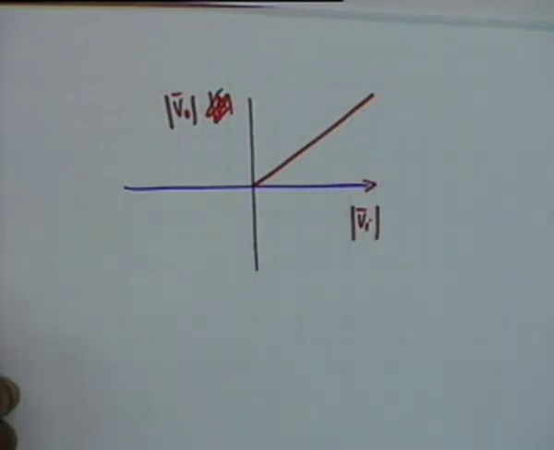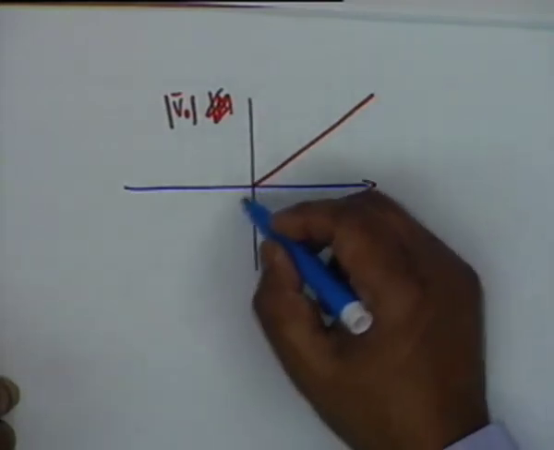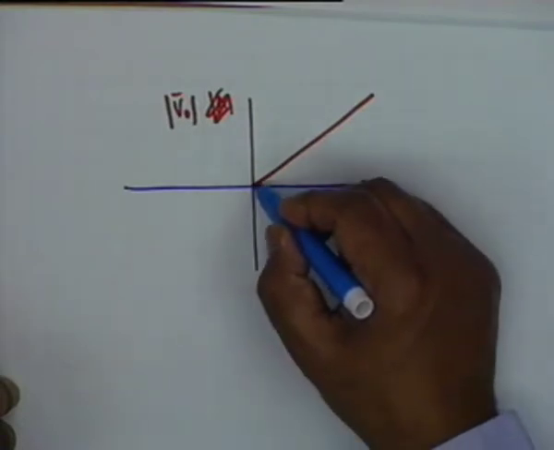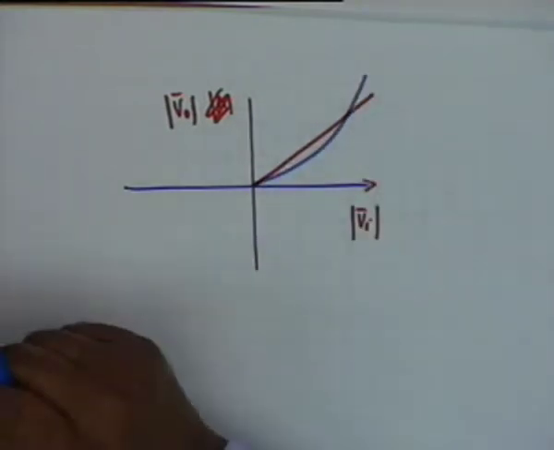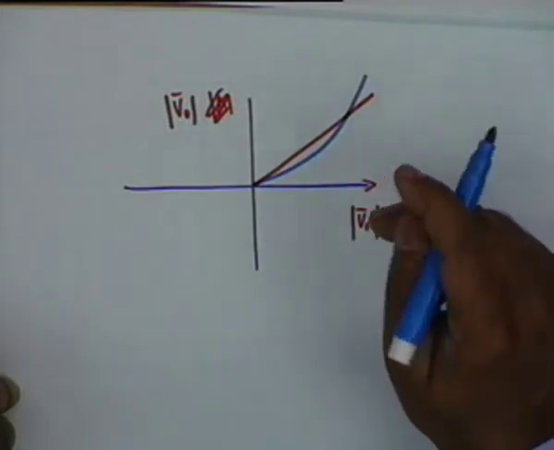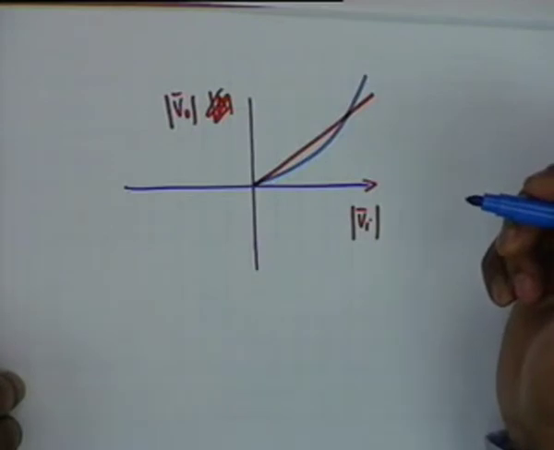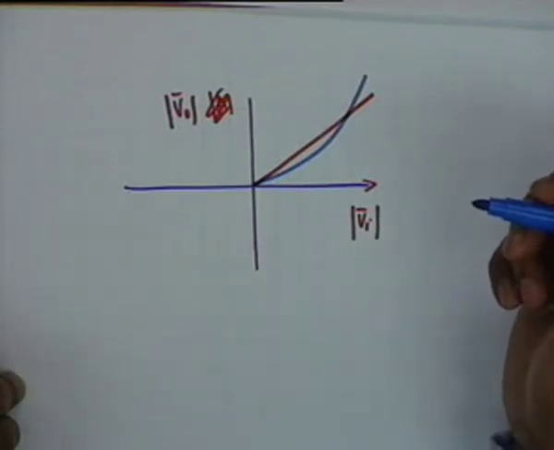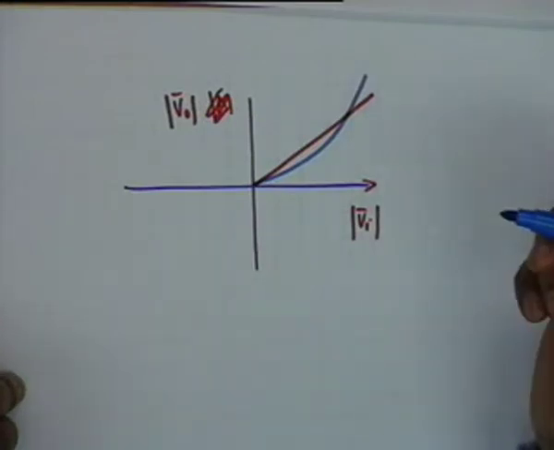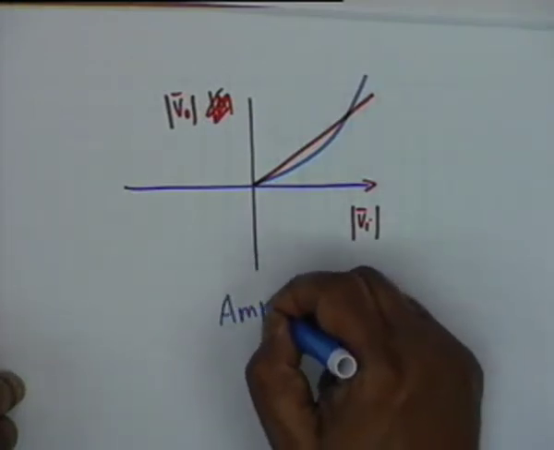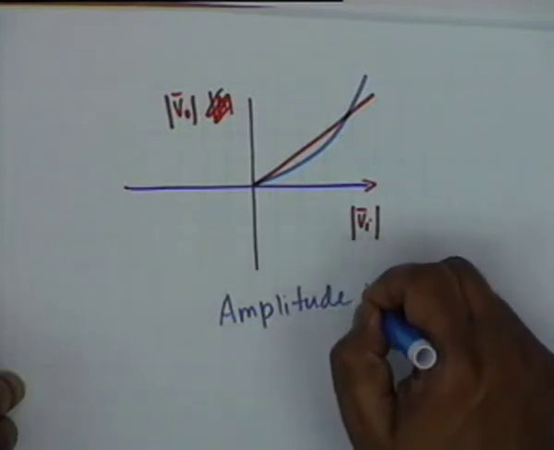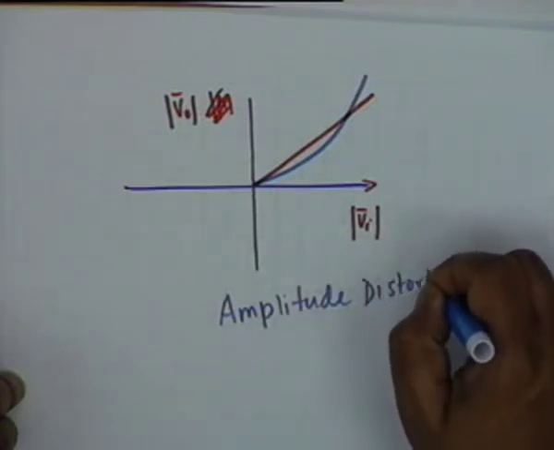Now suppose the characteristic is like this. Instead of a straight line, suppose the characteristic is like this. Then obviously a sinusoidal signal shall not give you a sinusoidal output. Is that clear? The output shall be distorted. Agreed? Such distortion is called amplitude distortion.